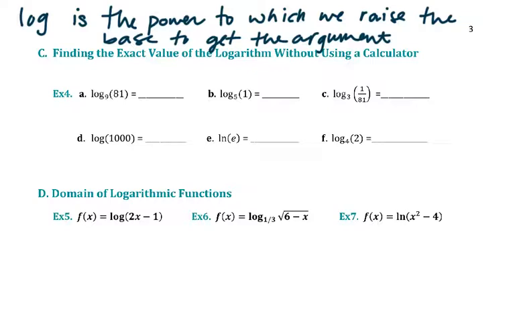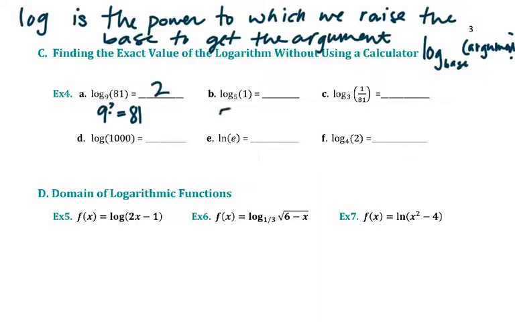And so when we're dealing with a log, that's the same as saying log base, and then the argument is what is in the parentheses. But a log is the power to which we raise the base to get that argument. So if we want to find the exact value of a log without using a calculator, we want to think about logs that way. So this first example, 4a, says log base 9 of 81. Well, 9 to what power equals 81? And the answer is 2.